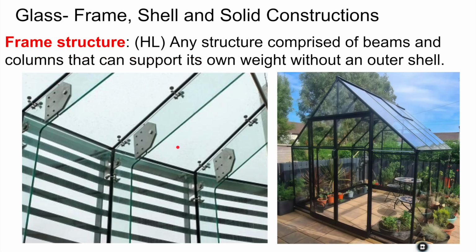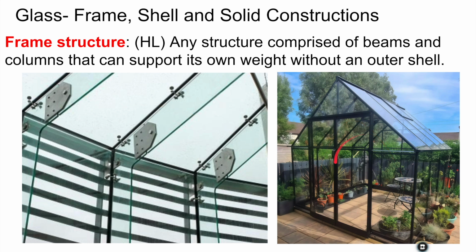Now, how does this apply to frame, shell, and solid constructions? I struggled to find an actual frame structure that was made out of glass, but I actually managed to find one. So this is a frame structure that's made out of glass. These are the frames right here, these framing parts right here. And then this would actually be the shell, but this frame right here is actually made out of glass. And in the right conditions, with the right kind of glass, you could use it as a frame, but it's not typically used in frame structures. It's more used in shell structures.